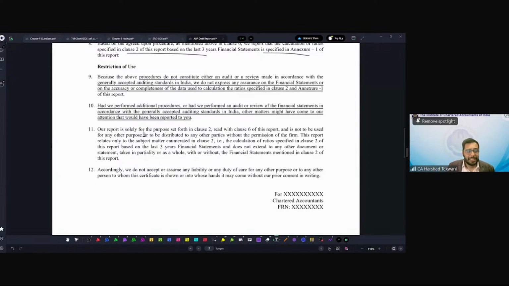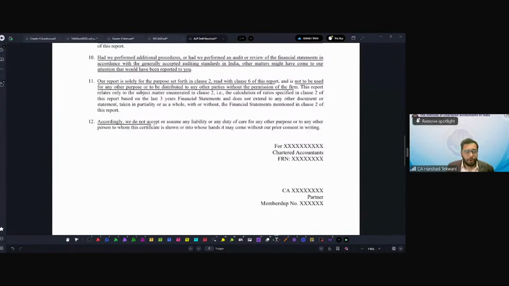Our report is solely for the purpose set forth in clause 2, read with clause 6 of the report, with respect to the calculation of ratios, and not to be used for any other purpose or distributed to any other parties without the permission of the firm. Accordingly, we do not accept or assume any liability or duty of care for any other purpose or any other person to whom this certificate is shown or into whose hands it might come without our prior consent in writing. So, restriction of use.